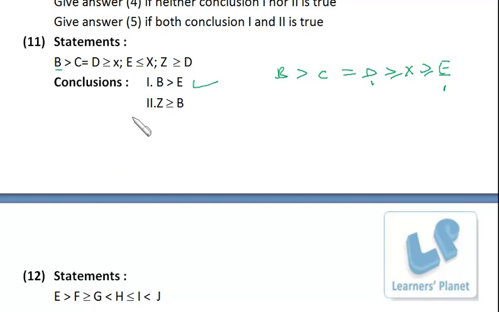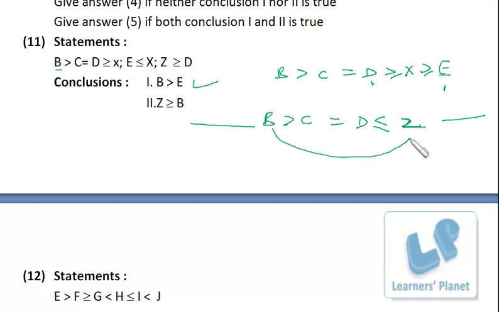So this is correct. Okay, next is Z is greater than or equal to B. So B is greater than C is equal to D. Then we have to compare D is less than or equal to Z. Okay, now what is happening here? B is greater than C, C and D both of them are equal, and D is less than Z, right? So this is open end, this is also open end. So we cannot make the direct comparison between B and Z, right?